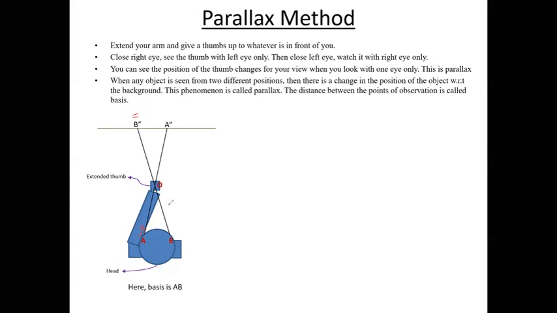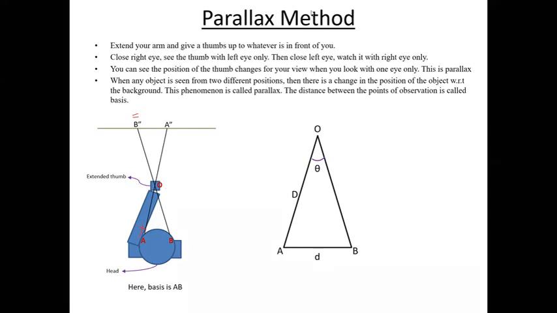Now this is basically a geometrical phenomenon, and using the parallax method, we can measure large distances. This is a simple trick of geometry. Now let's consider your two eyes and your thumb, AOB, to form a triangle. Assuming that your thumb is placed in the middle, A is your left eye, B is your right eye, and O is your thumb. Now they form a triangle, and in this triangle, the angle subtended by both of your eyes at the thumb is theta.